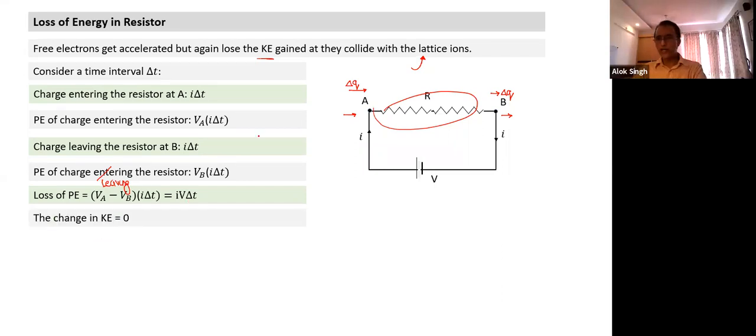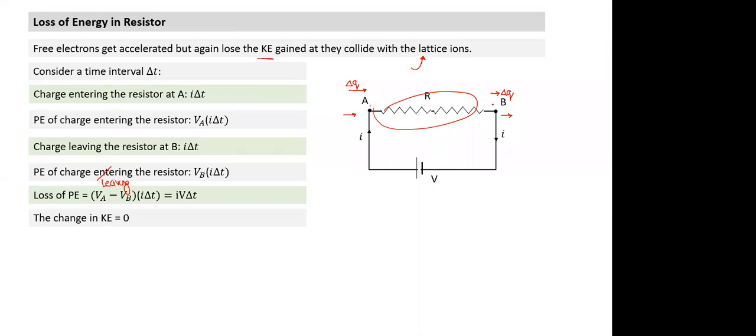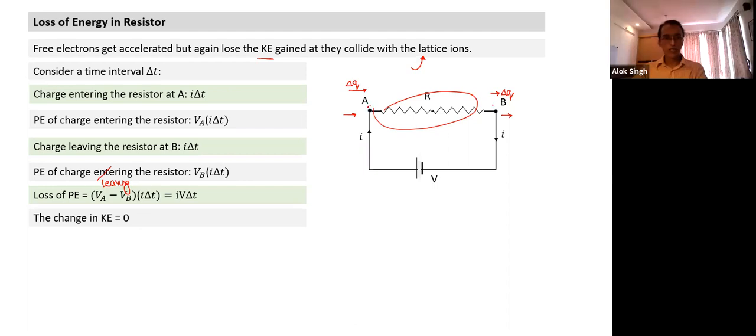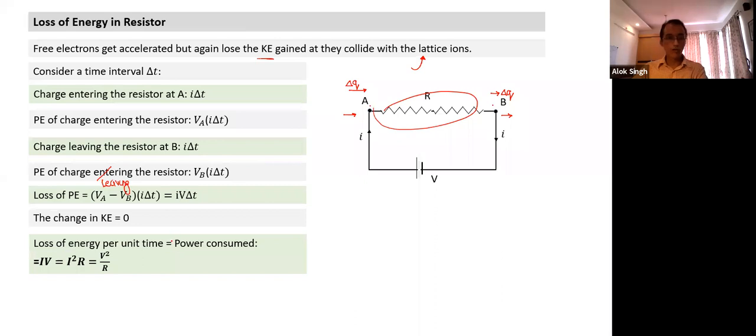So the loss of potential energy in time delta t across the resistance is equal to IV delta t. Is there any change in kinetic energy here? Is the kinetic energy of electrons at A any different than at B? No, the current is the same, so the kinetic energy is the same and there's no change in kinetic energy. So what has happened to the entire potential energy loss? If I divide by unit time, that becomes power. So the power consumed in the resistor is the same as the loss of potential energy per unit time, which is equal to I into V.